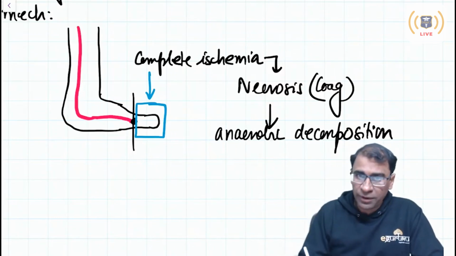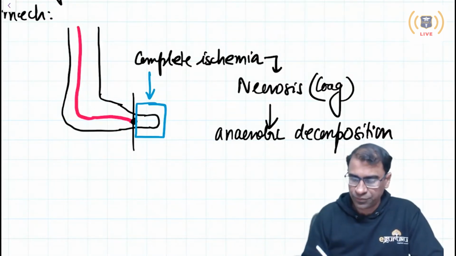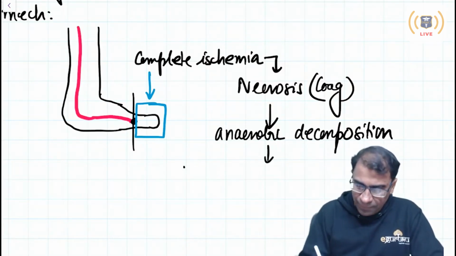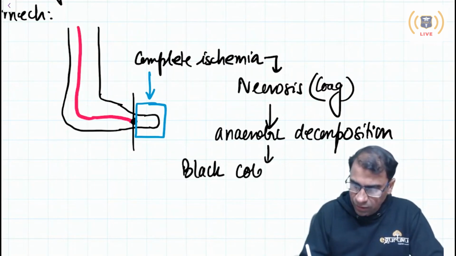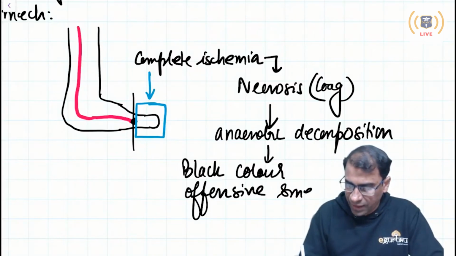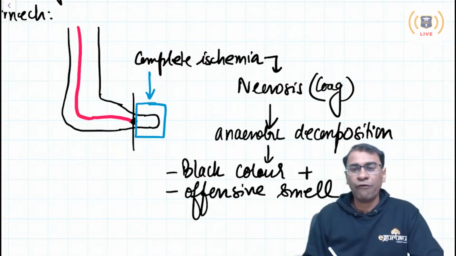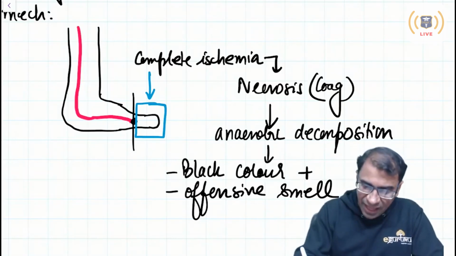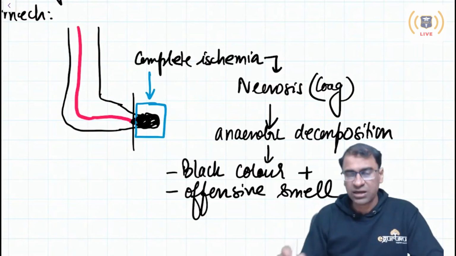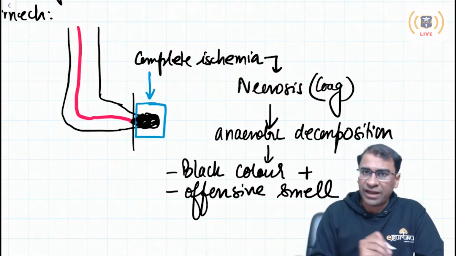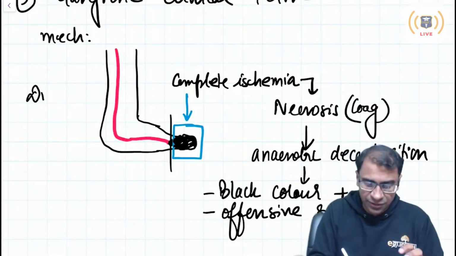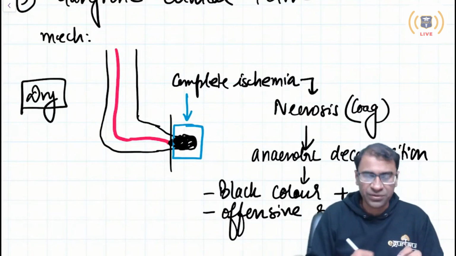Okay, this anaerobic decomposition, what does it show? It shows black color and offensive smell. Black color plus offensive smell. And this entire tissue here becomes completely black. This type of necrosis is called coagulative necrosis, and this type of gangrene is referred to as dry gangrene.